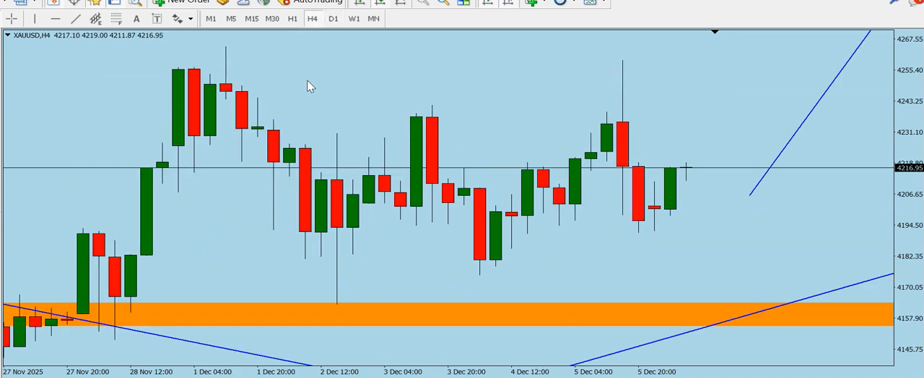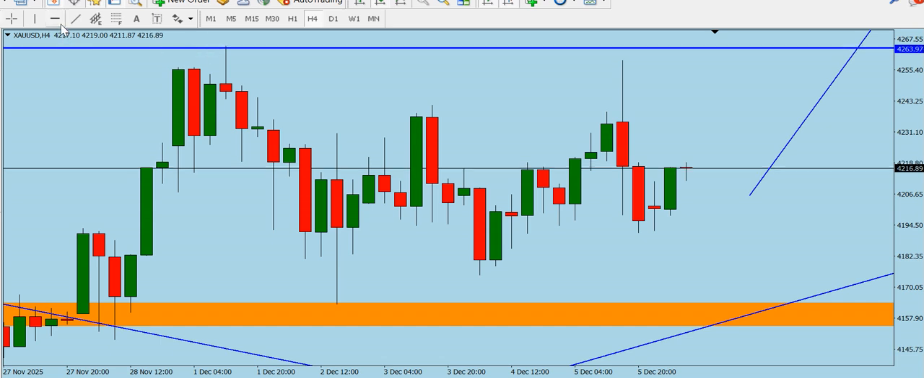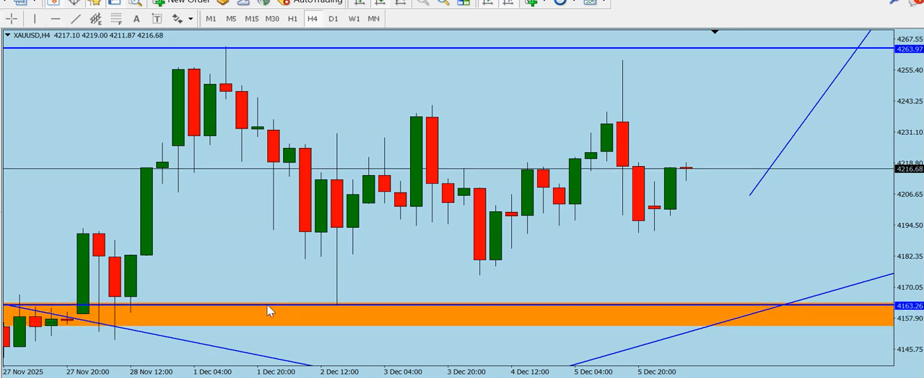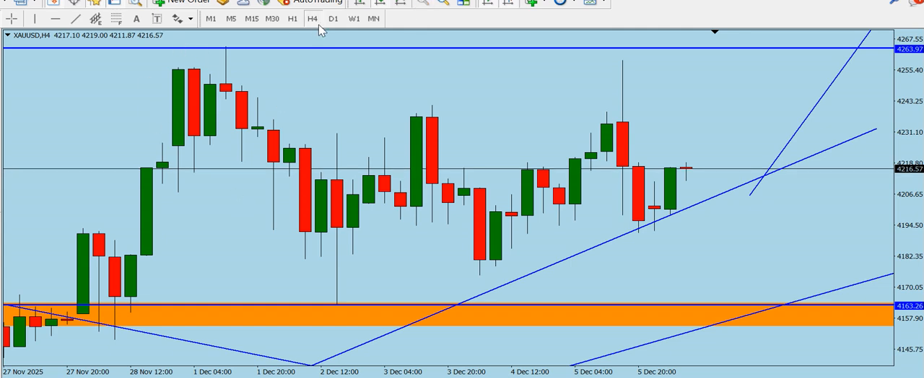On the 4-hour time frame, price is ranging. This is the top of the range, and this is the bottom of the range. So price is ranging for now, but it's ranging upwards in line with the bullish direction. So you can see between the buyers and the sellers, there's a kind of struggle.